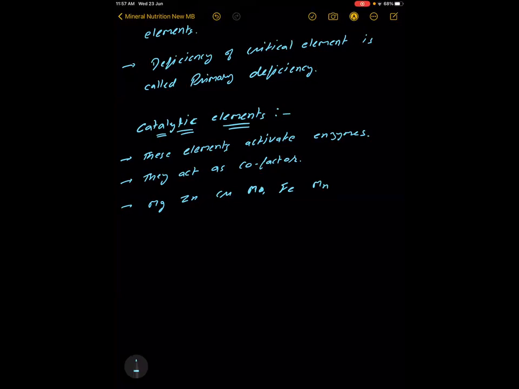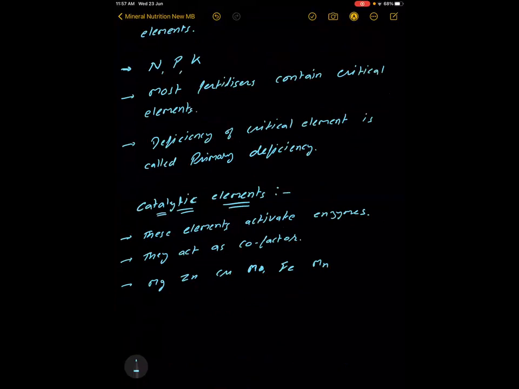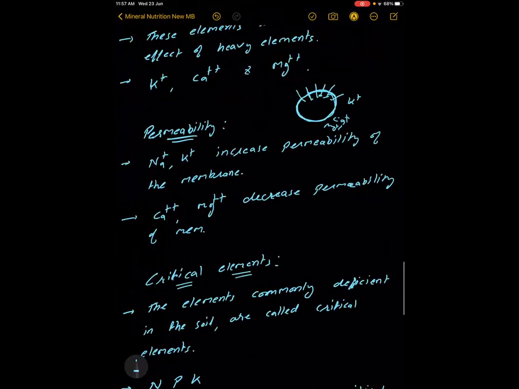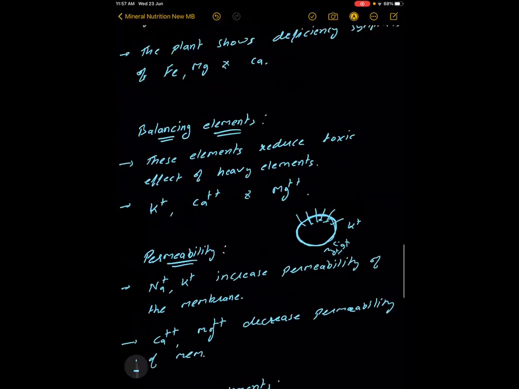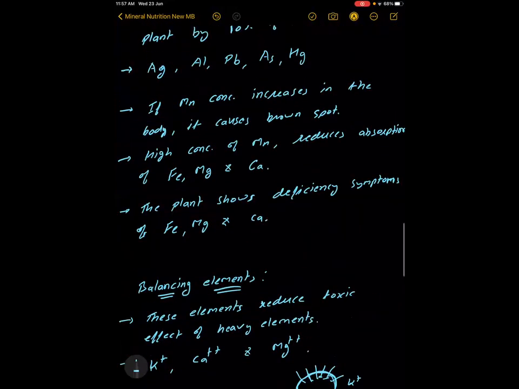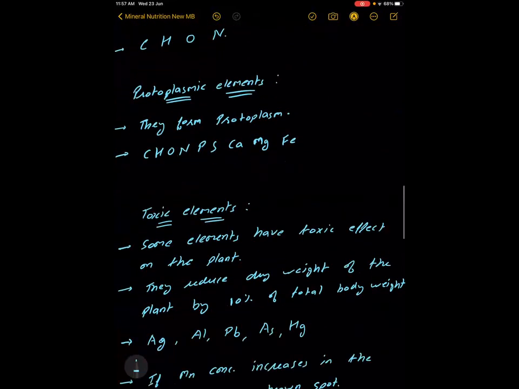So these are different terms. Simple direct questions they ask, like which is a catalytic element, which is a critical element, which increases or decreases permeability, which is the balancing element, which has a toxic effect, which is a toxic element, framework element, protoplasmic element.